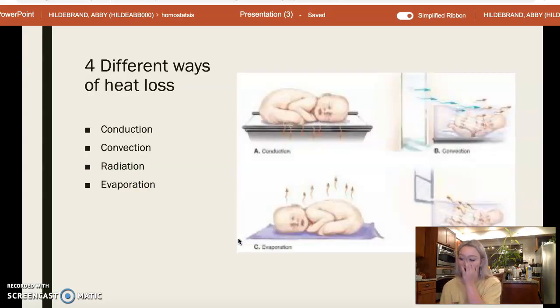There are four different ways of heat loss. There's conduction, which is transfer of something cold by touching the body. There is convection, which is cool air surrounding the body. There's radiation, which is the regular process of the body just letting go of heat. And then there is evaporation, which is like sweat, like I was just talking about, evaporating off of the body.